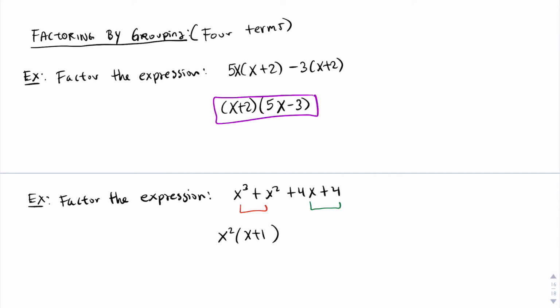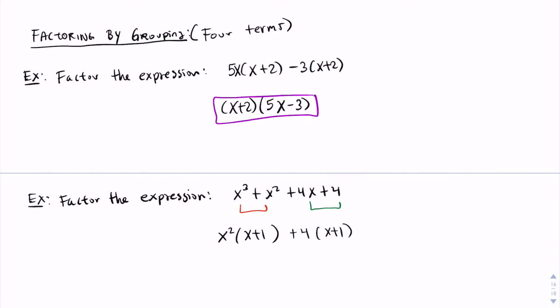And in the second group, we can factor out 4. Imagine that we factored out positive 4. What are we going to be left with? x plus 1. And that's exactly what we had before. What do you do next? You factor out anything that is common between these 2. So x plus 1 is common in these 2 terms.